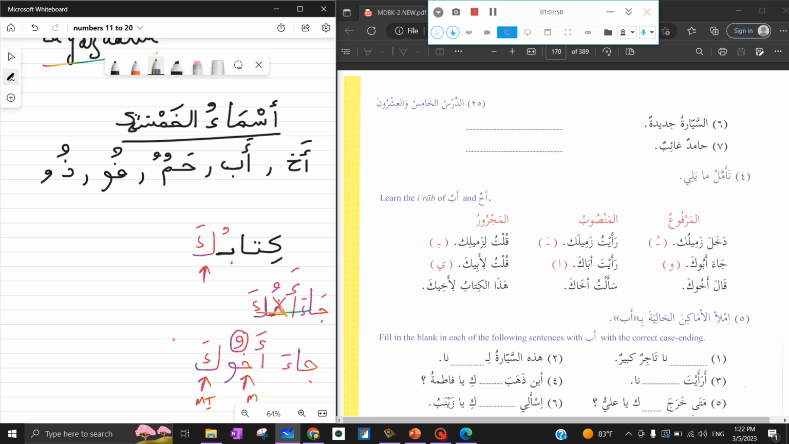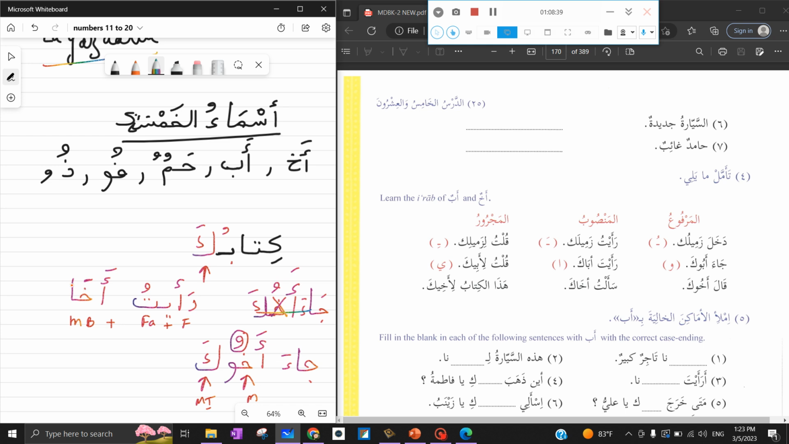Now in mansub case, what will happen? Ra'ay, this is our fail, ra'aytu, this is our fail. As we apply the formula of fail and maful, now we get our mafulun bihi. So now ahu is in the position of maful bihi. Ra'aytu ahu. Now will you write ahu? No, it's in mansub, so it will be with fatha. What will you do? Aha, ha with alif. Why? Because fatha goes with alif. This long vowel represents the fatha.